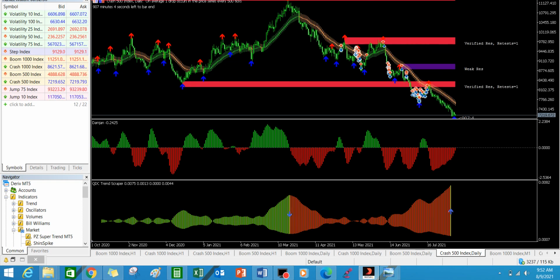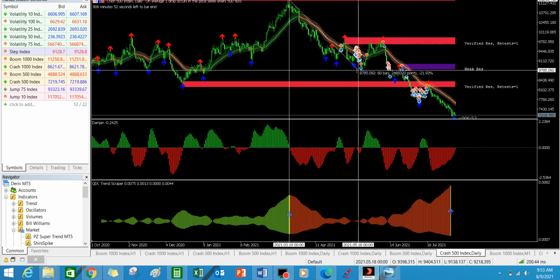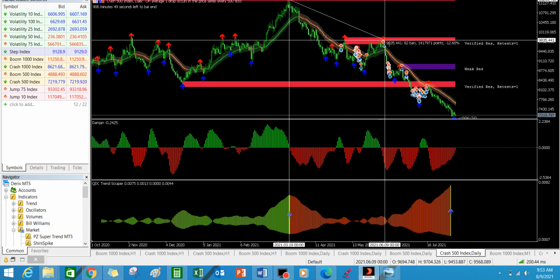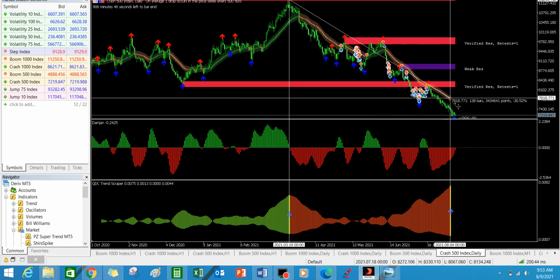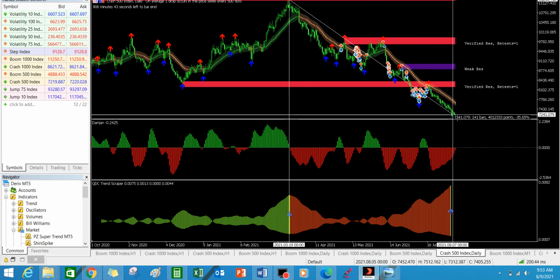Okay, this is it, guys. Crash 500 is also giving us an opportunity to buy. Okay, but it is not going to start at the moment. As you can see right here, it started the downtrend. There was a pullback here and here, but this resistance is strong enough to direct them down again. Okay, but the trend ended here.